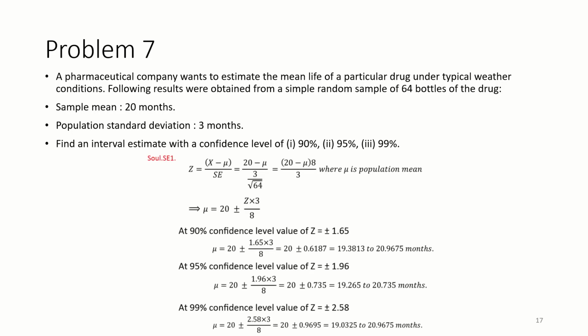So this is the x. Here we have sample mean as 20, and the population standard deviation as 3, and a random sample of 64, so root n. So we are getting mu around 20 plus minus z into 3 into 8.